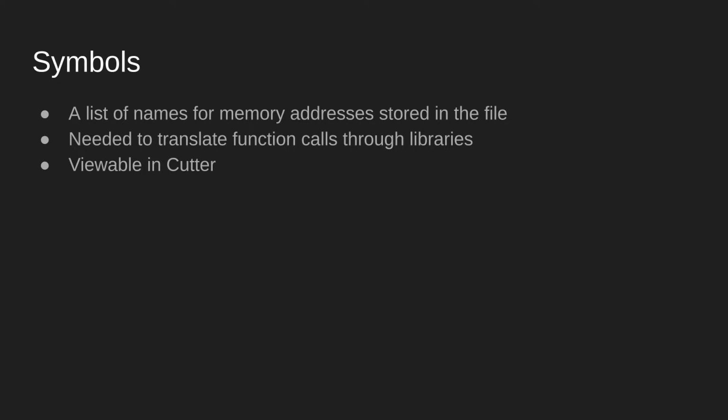So symbols, there's not much to say about them, but these are probably the most useful tool in reverse engineering. As mentioned before, this is a list of names for memory addresses of functions and variables in the file. These are used so that programs can look up functions and variables in libraries when it's trying to load them. And they're viewable in Cutter, which is a tool I'll be demonstrating later.